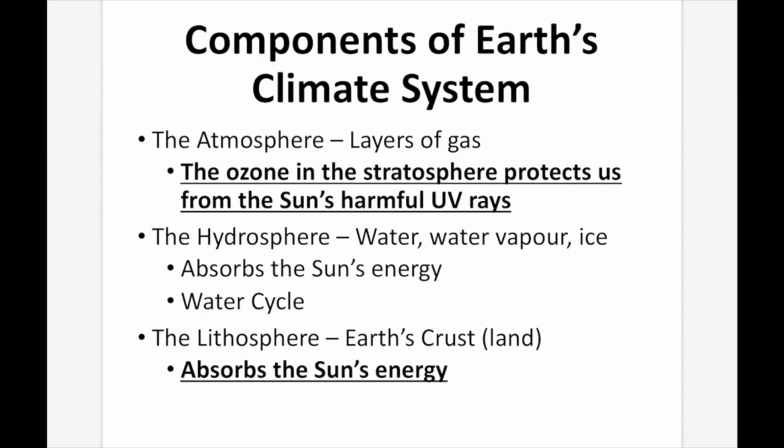Components of Earth's climate system. We're going to have three main components. We're going to have the atmosphere, which is our layers of gas, including the ozone, which protects us from the harmful UV light. The hydrosphere, so that's going to be our water vapor, ice. They're going to absorb a lot of the sun's energy, and they're going to contribute to the water cycle. And then you have the lithosphere, which is the Earth's crust, or the land, and it's also going to absorb a lot of the sun's energy. So all three of these things are going to contribute to the climate we have on Earth.